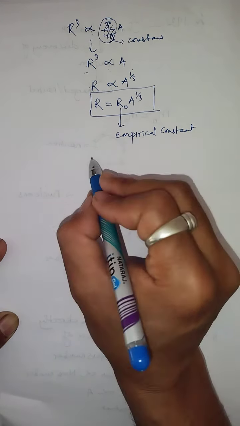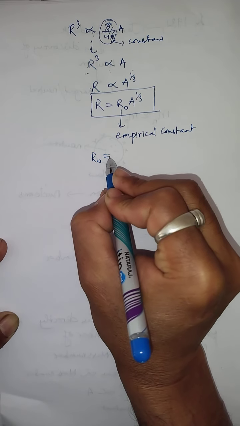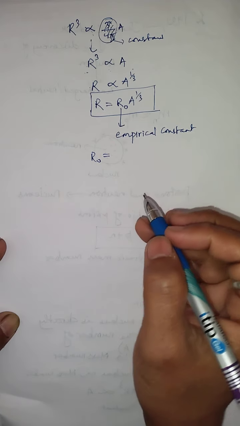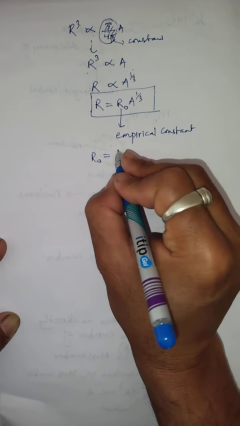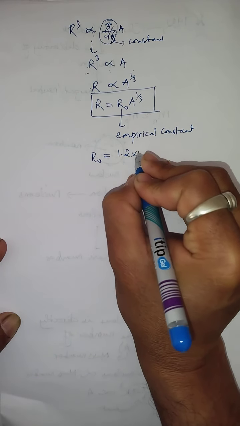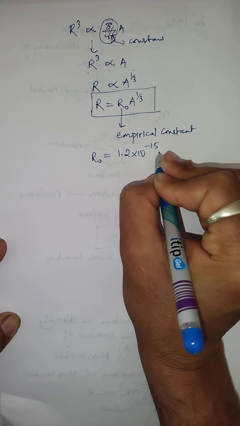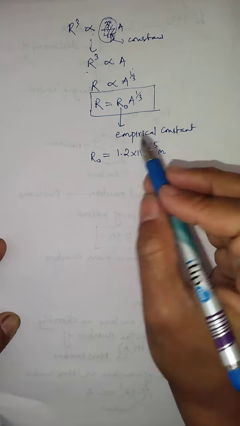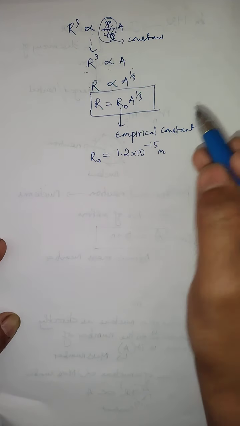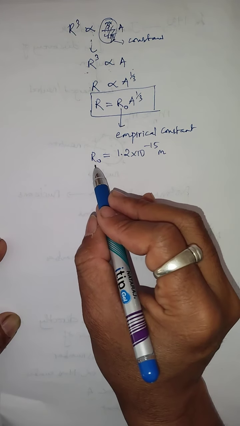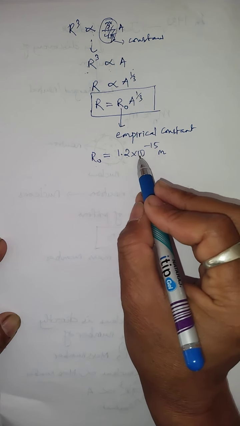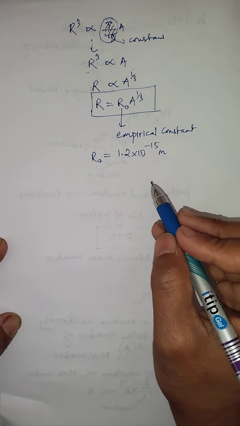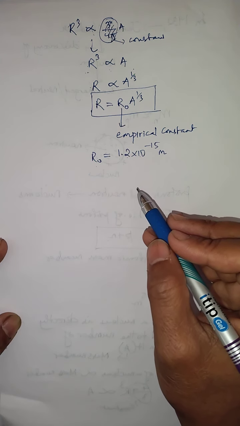This value of R naught, called the empirical constant, has a rough value, and this value was taken as 1.2 times 10 to the minus 15 meter. So the empirical constant, for almost all nuclei of an atom, is found to be approximately 1.2 times 10 to the minus 15 meter. This constant R naught is called the empirical constant.